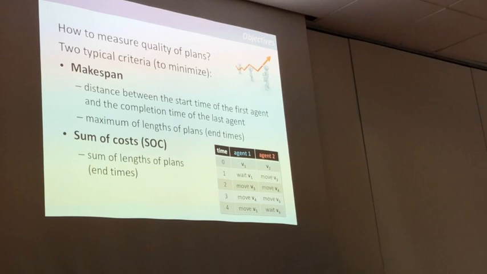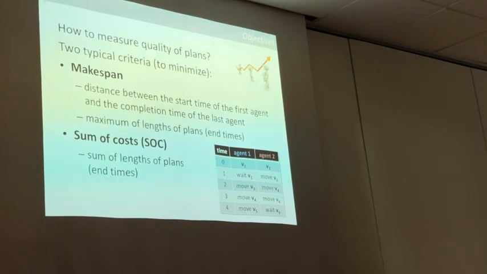Okay, so these are examples of plans. So if you look at it, what's the makespan for these plans, based on the definition? The makespan for both plans that are part of the solution. So the makespan is measured for all the plans together. 4. It's 4. And what about the sum of costs?